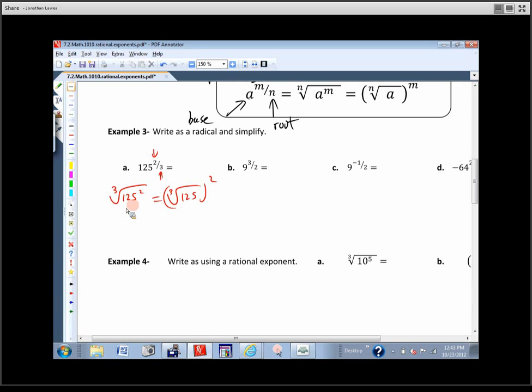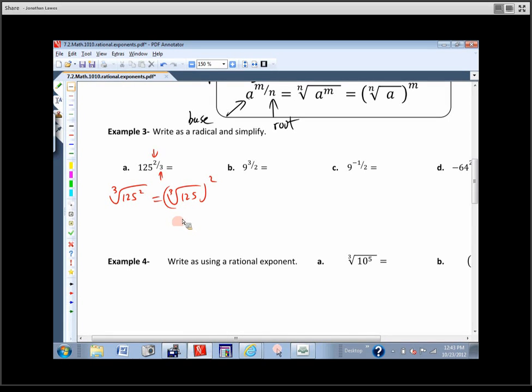Because if I were to multiply these together, 125 squared, that's probably going to be like, what, 15,000 or something? I mean, it's going to be a pretty darn big number. Okay? So then we'd have to find the cube root of that big number. Let's keep the number fairly small. Keep that radicand small. What is the cube root of 125?